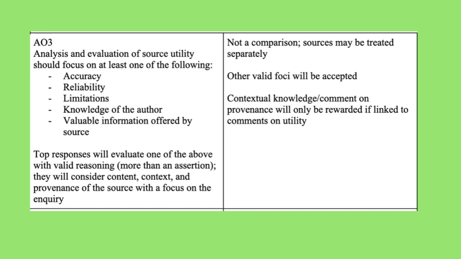our overview video. But we do know that all 8 marks here are awarded for AO3, which is your analysis and evaluation of source utility. So essentially, how useful is that source for the inquiry given to you in the question? To decide that, you should focus on at least one of the following: accuracy, reliability, limitations, knowledge of the author, or valuable information offered by the source itself.